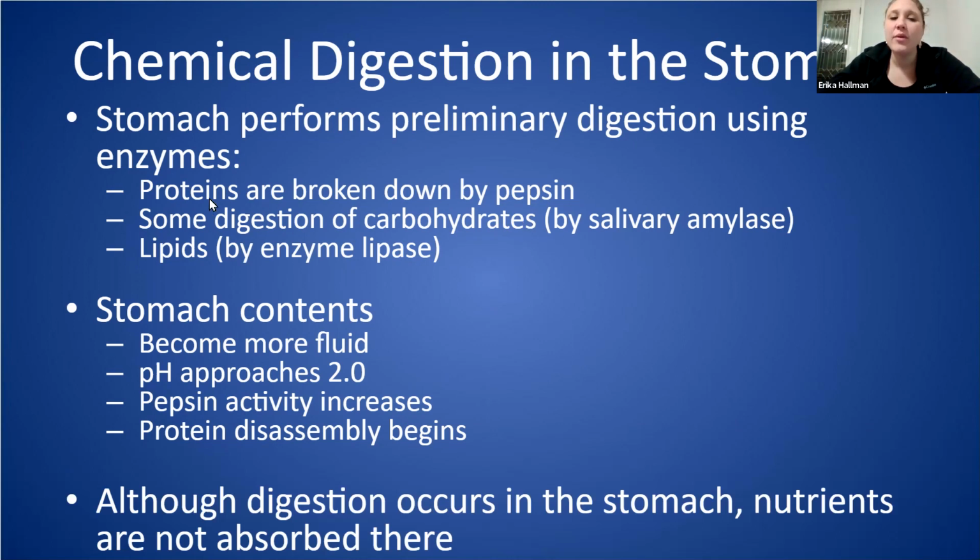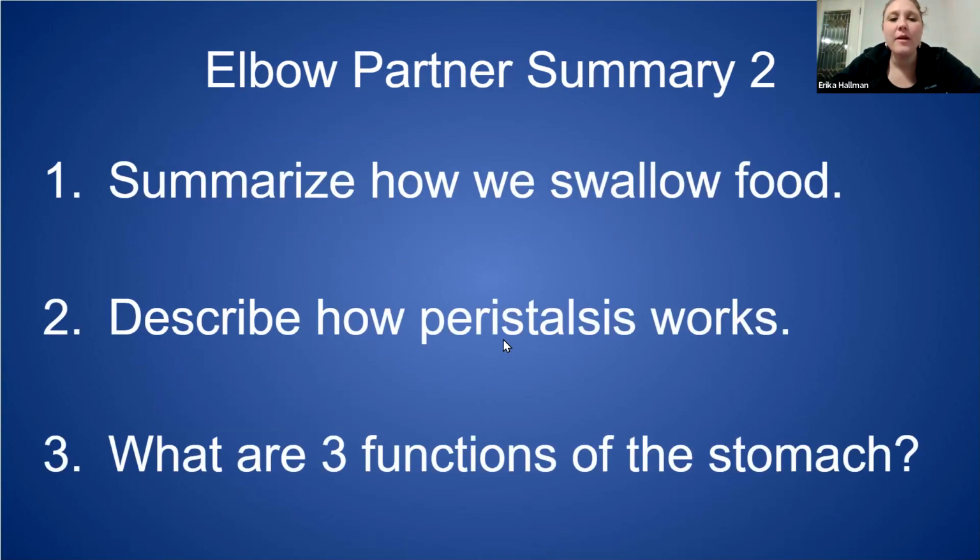Pepsin breaks down proteins. That's an important one to remember. Amylase breaks down carbohydrates like starch into sugar. And then the third one would be lipase. Lipase, you can kind of see the word lipid in it, is going to be an enzyme that breaks down lipids in the stomach, right?